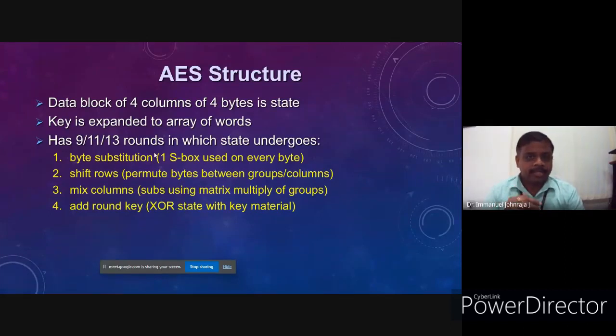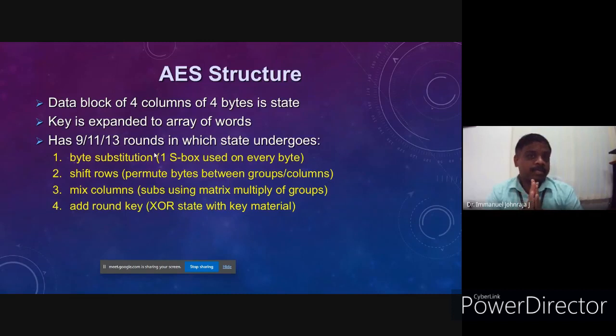I'm reading and explaining to you. The key is expanded as an array of words. So every round key is expanded and supplied for every round. It has 9, 10, 11 or 13 rounds, and so on. But in every round, as I said, there are 4 transformations happening.